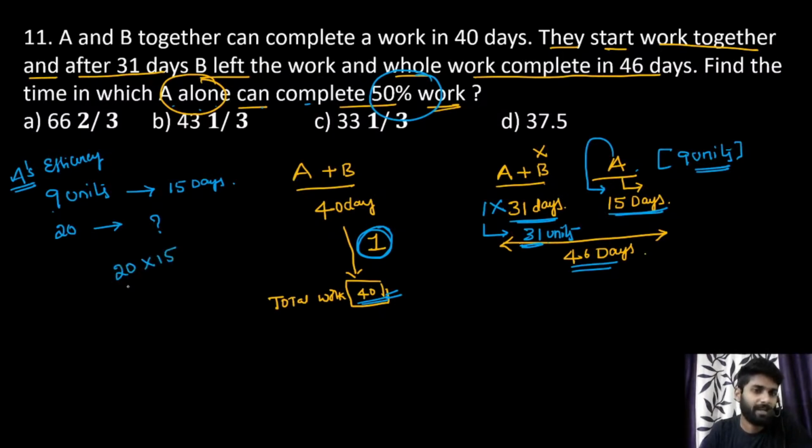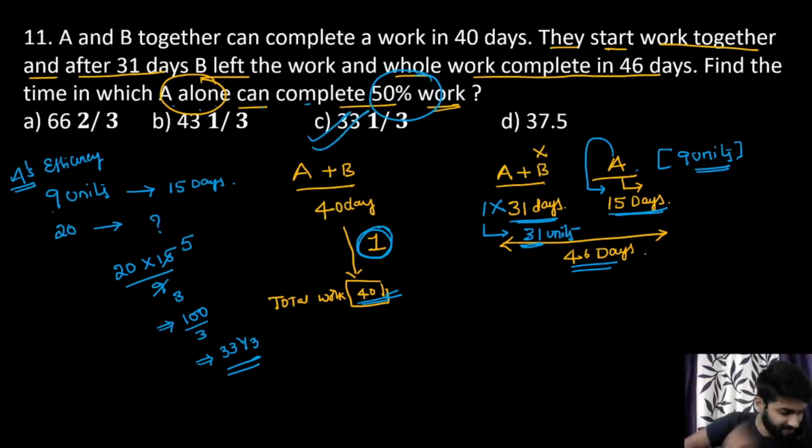20 into 15 by 9. So 3 3s are 9, 3 5s are 15. Finally the value becomes 100 by 3. 100 by 3 becomes 33 1 by 3 days. So the answer is 33 1 by 3 days.